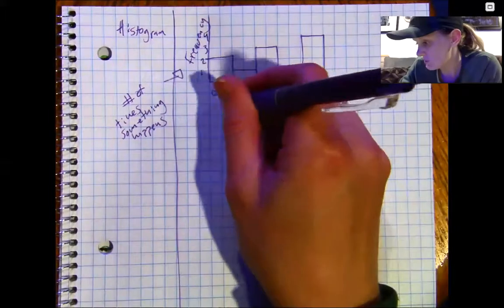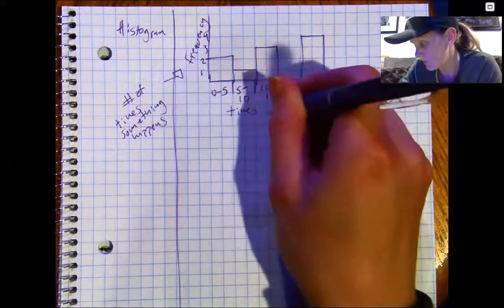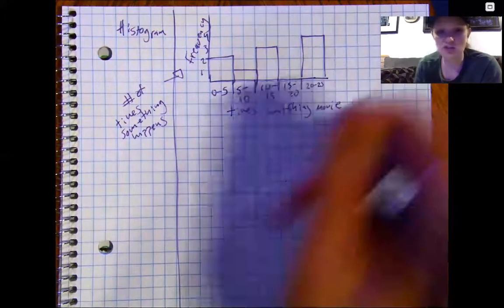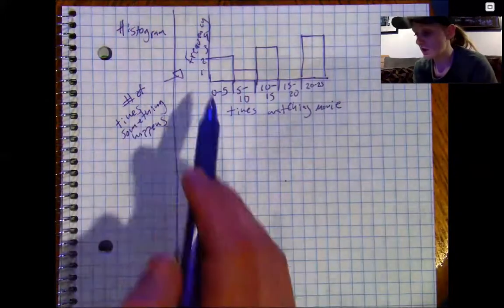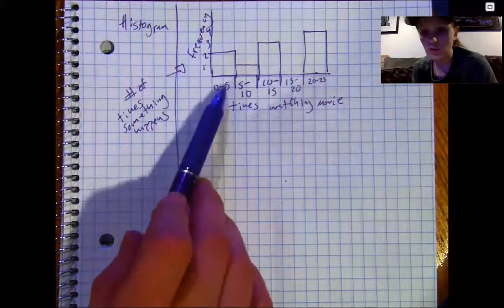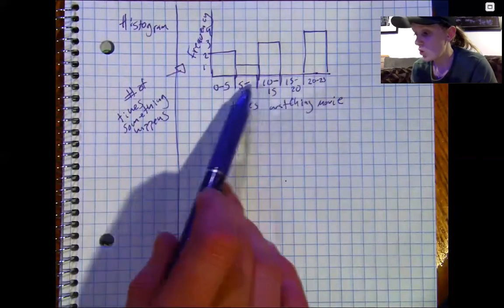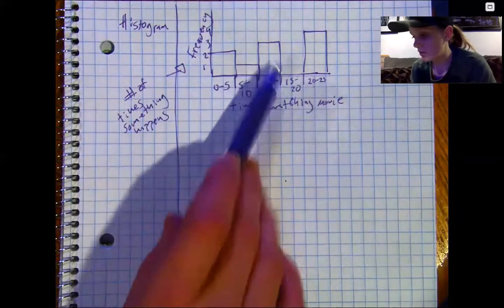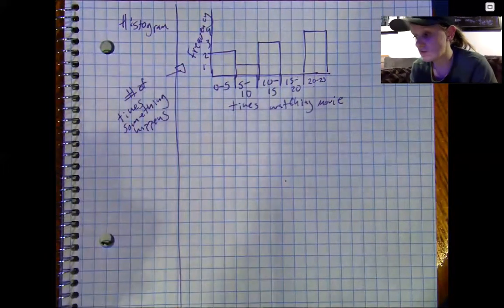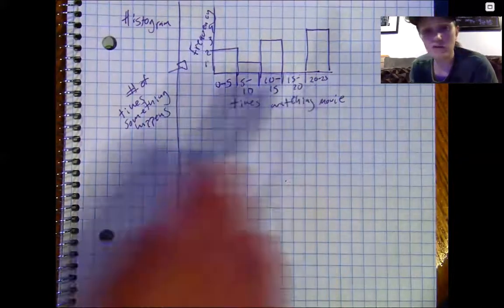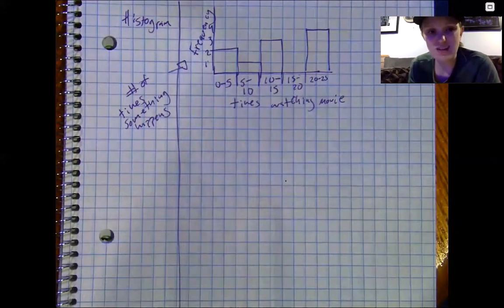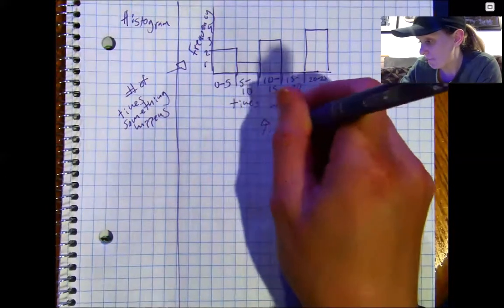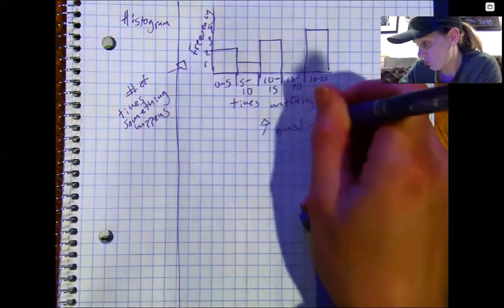So times watching movie would be our title. Okay, so that's what a histogram looks like. So this shows us that 2 people in my study have watched the movie between 0 and 5 times, 1 person has watched it between 5 and 10 times, 3 people have watched it between 10 and 15 times, and 4 people have watched it 20 to 25 times. So frequencies are a little different. Again, these are called bins or intervals.